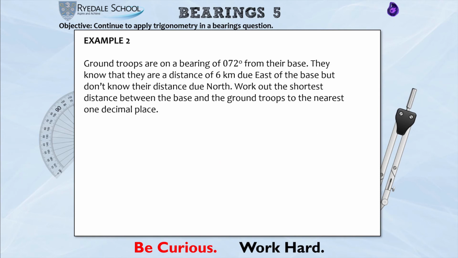Let's look at our second example. This time it says ground troops are on a bearing of 72 degrees from their base. So I know that north is straight up, and east is 90, so 72 might be a line something like that. I'll put the other north line in. Don't know if I'm going to need it yet. It says ground troops are on a bearing of 72 degrees from their base. So let's get this the right way round. From their base. This must be the base, and this is where the ground troops must be.